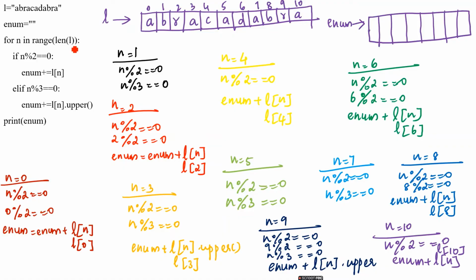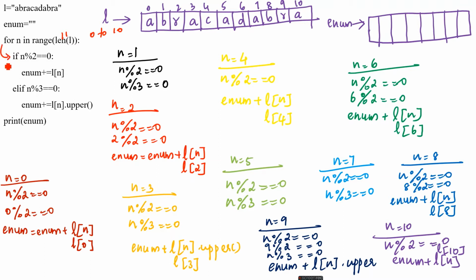For n in range, length of L. Length of L means the length of the string L, and how many characters are there present in L. There are 11 characters. So inside the range function we can write: for n in range, length of L. Length of L means length of 11. So the range function will give values from 0 to 10. The first value of n will be 0.